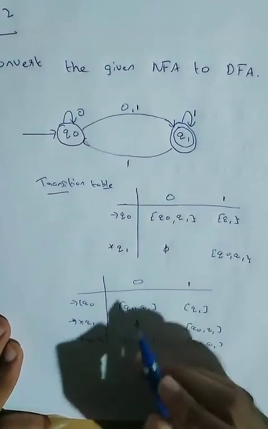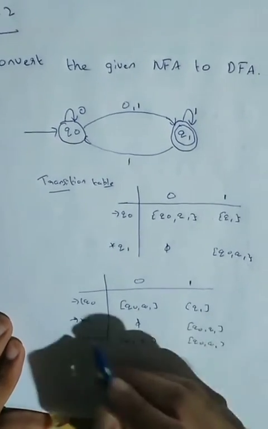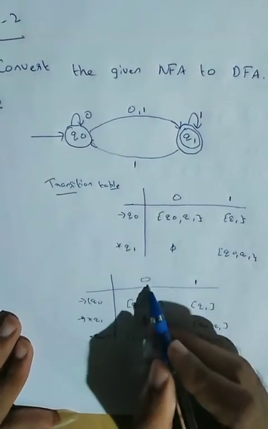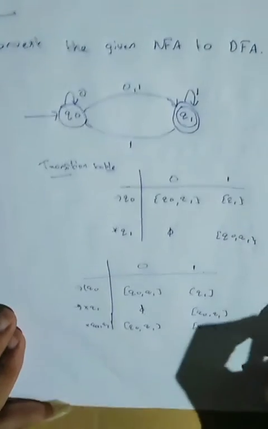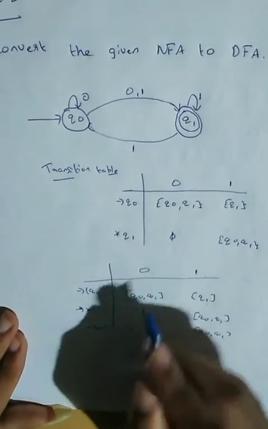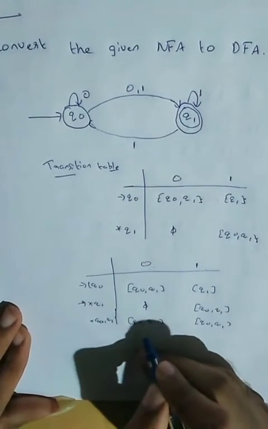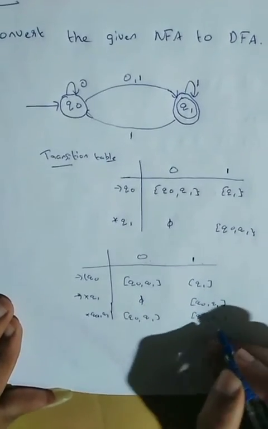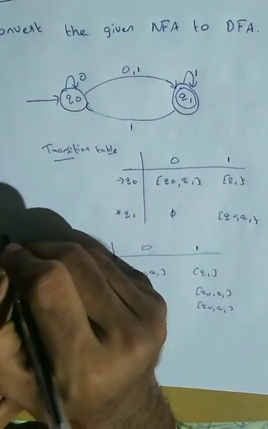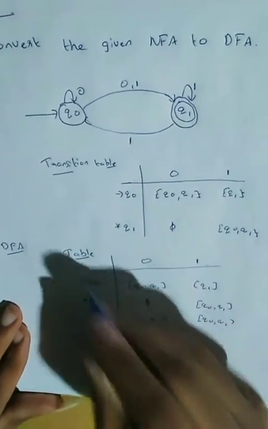q0 with the input 0 we got q0 comma q1 as the output, and with the input 1 we got q1 as the output. q1 state with the input 0 we got phi as the output, and with input 1 we got q0 comma q1 as the output. q0 comma q1 state with input 0 we got the output q0 comma q1, and with the input 1 we got the output q0 comma q1. With the transition table of the DFA, we have to write the transition diagram using this table.